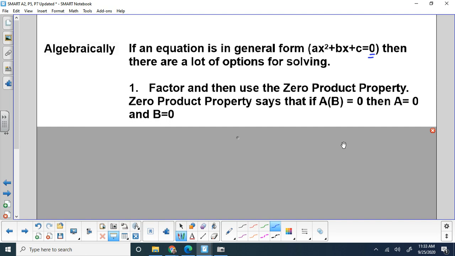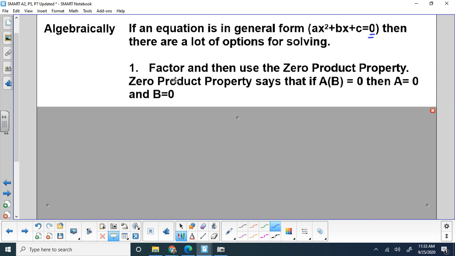In our first option, we have the factor and then use the zero product property. I like to call the zero product property the ZPP. The ZPP, or zero product property, says that if I have two terms that are being multiplied together and they equal 0, then either term A has to equal 0 or term B has to equal 0.